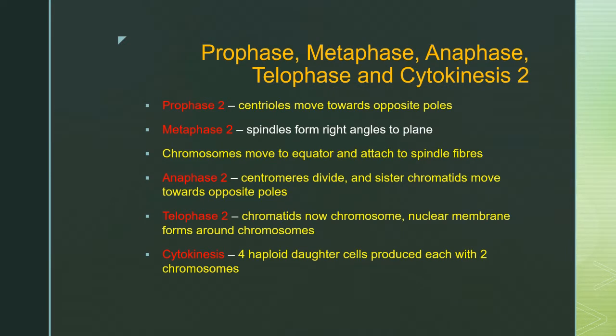So you'll go prophase 2, centrioles will move towards the opposite poles. Then metaphase 2, where the spindles will form at right angles to the plane and the chromosomes will move to the equator, attaching to these spindle fibers. Anaphase 2, the centromeres will divide and the sister chromatids will move towards the opposite poles. And then telophase happens again, where the chromatids now become chromosomes, and the nuclear membrane will form around the chromosomes. So cytokinesis happens, and you have 4 haploid daughter cells produced, each with 2 chromosomes.